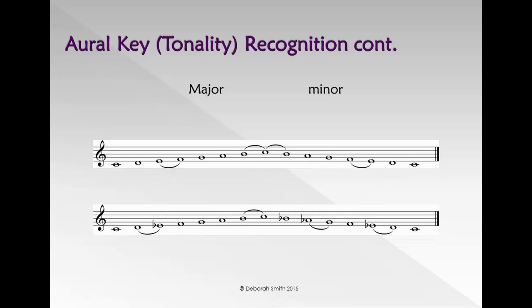Consider the main differences that you will hear between a melody in a major and a melody in a minor scale. The most obvious is surely the fact that either do or la will be the tonal center. The easiest place to find this tonal center is the last note of the melody.